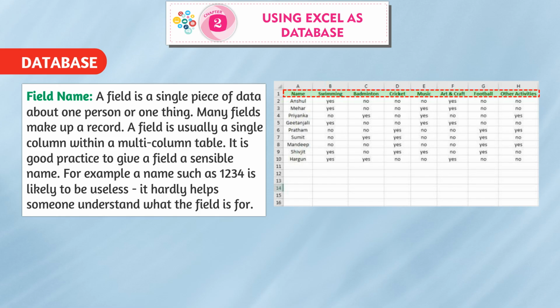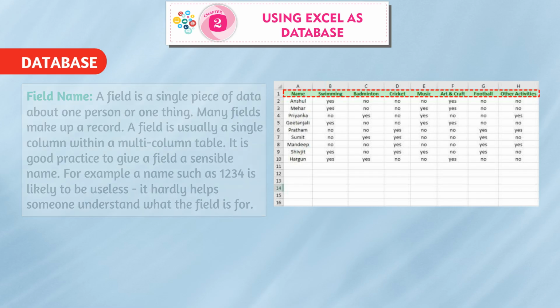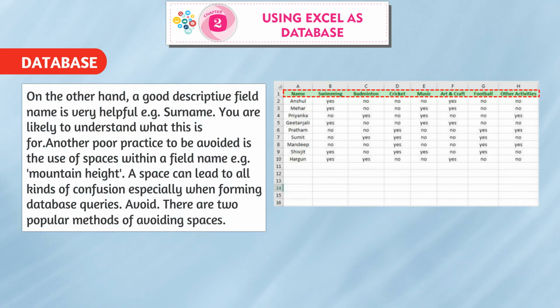It is good practice to give a field a sensible name. For example, a name such as 1234 is likely to be useless. It hardly helps someone understand what the field is for. On the other hand, a good descriptive field name is very helpful. For example, surname. You are likely to understand what this is for.